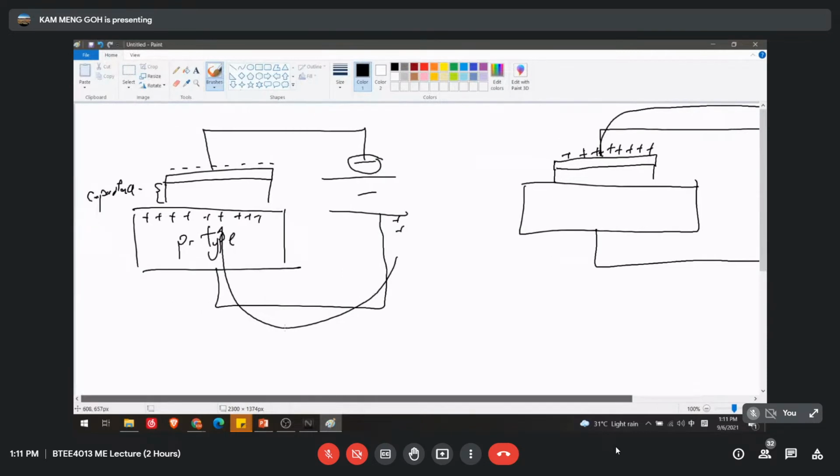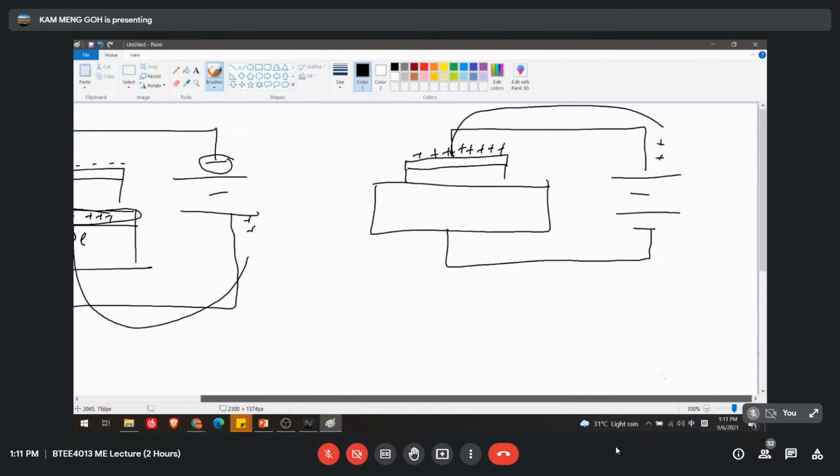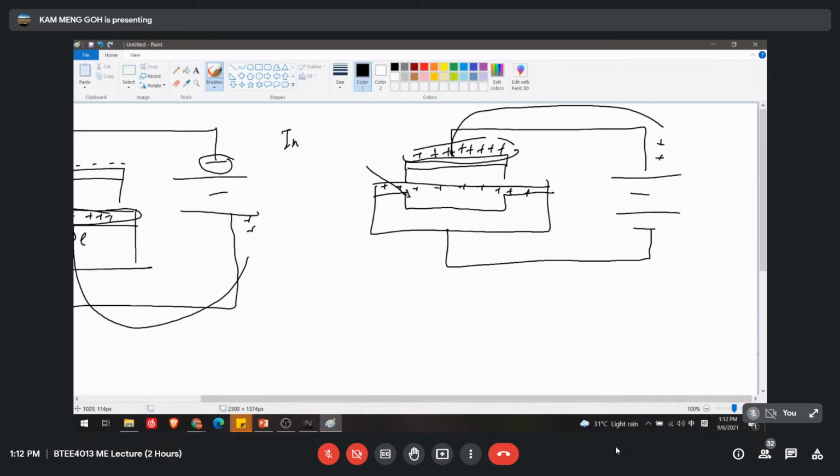Let's come back to here. Originally, if you connect this way, you will induce a region with all the positive charge accumulated here. But imagine, originally here with the positive charge, when you have the positive charge coming in here, it will forcefully induce an area somewhere around here. This will be the induced region.